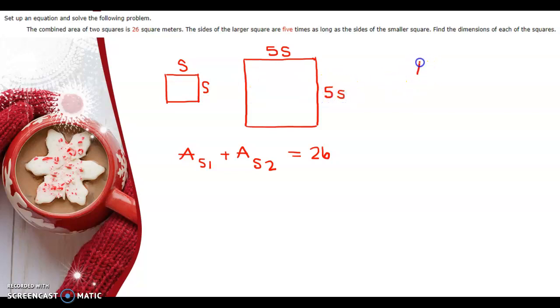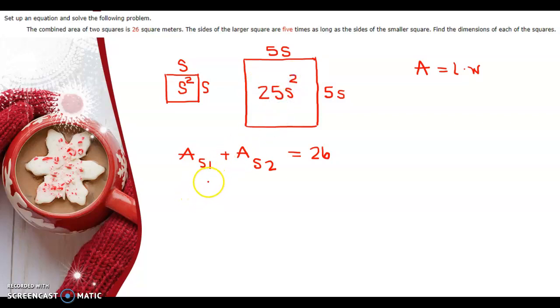And also remember that what we do to find the area of a square is we just take its length times its width. So the area of the smaller square is going to be S times S, which is S squared. And the area of the larger square is going to be 5S times 5S, which is 25S squared.